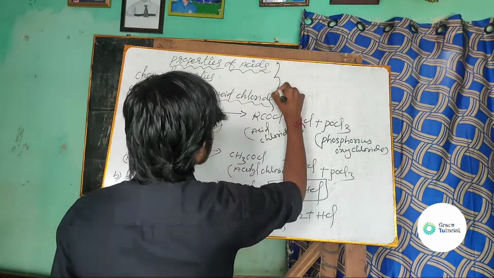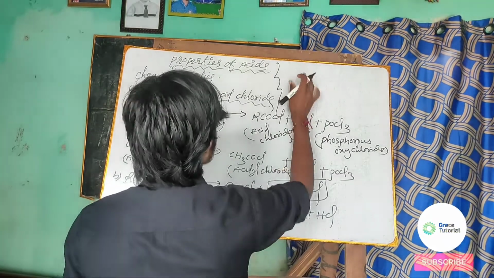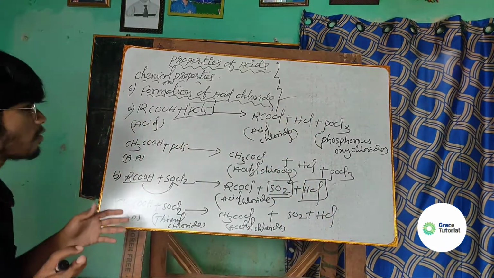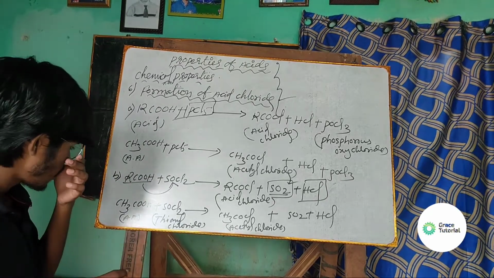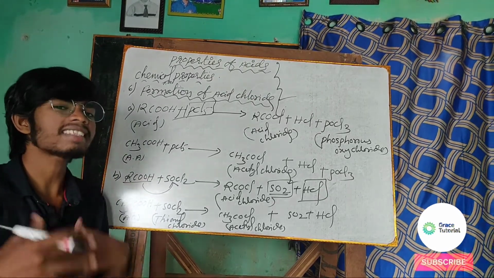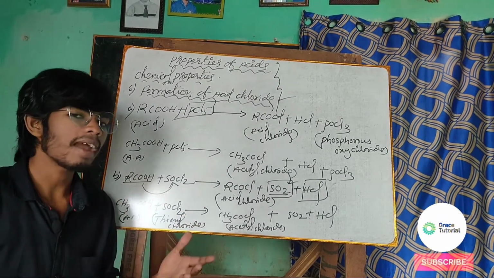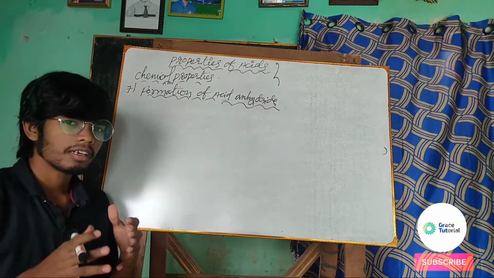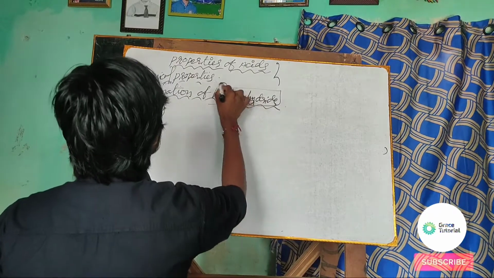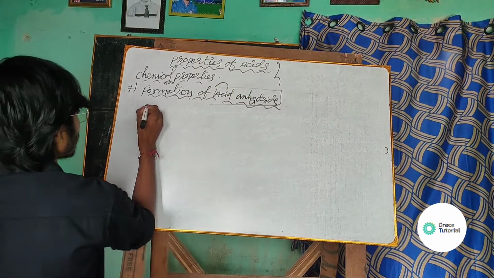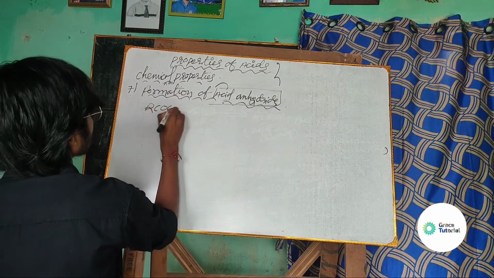Well, here the space is not sufficient, space is not available. That's why we will discuss how acetic anhydride is prepared from acetic acid. Now let us try to understand how the acid anhydride is obtained from acid. Suppose I have acid RCOOH.